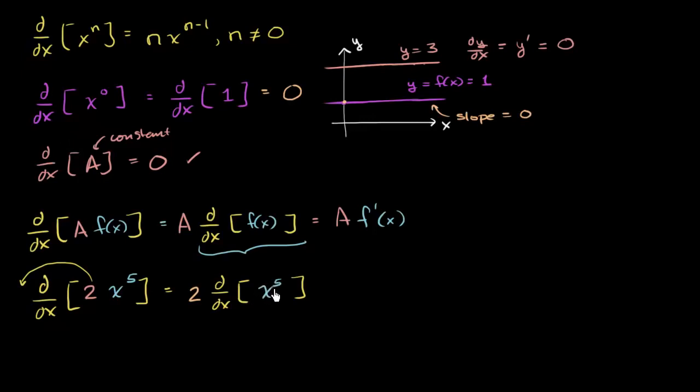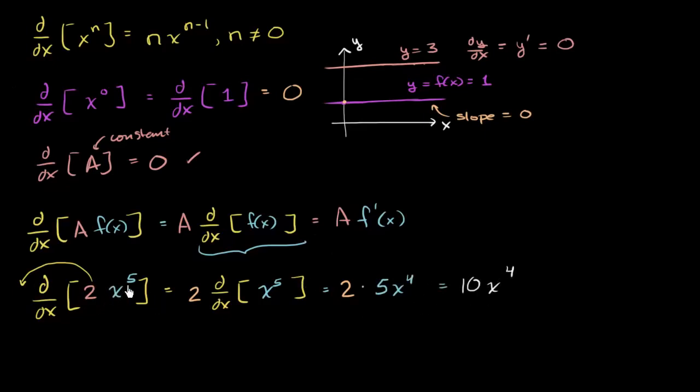And we know how to do that using the power rule. This is going to be equal to 2 times, let me write that, I want to keep it consistent with the colors. This is going to be 2 times the derivative of x to the 5th. Well, the power rule tells us n is 5. It's going to be 5x to the 5 minus 1, or 5x to the 4th power. So it's going to be 2 times 5x to the 4th, which is 10x to the 4th.